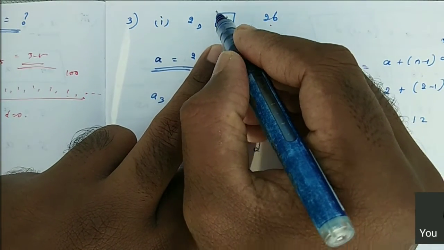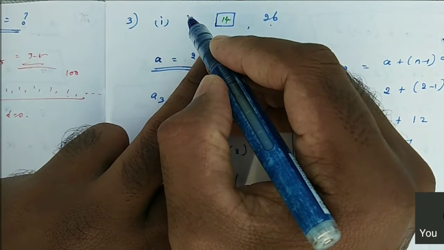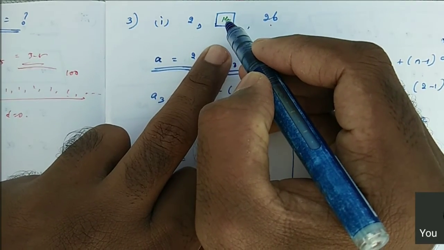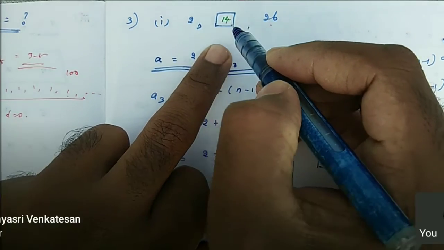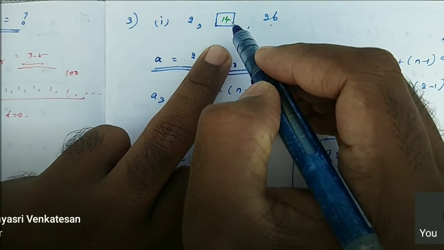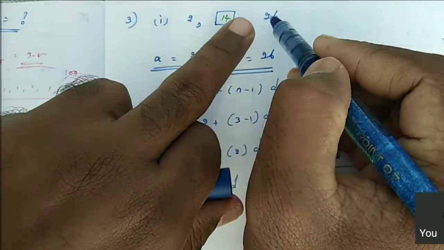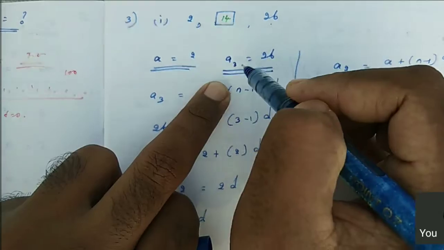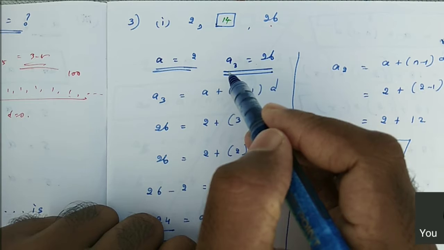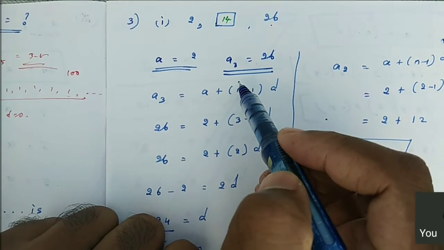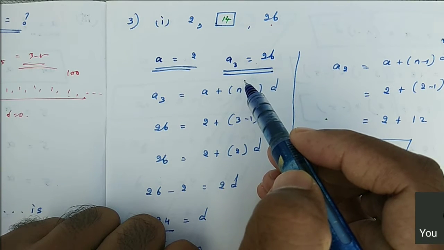Are you clear? When I want to know the second term, what am I supposed to do? I just add the D value to the first term, and I will get the second term, right? So I need to know the D value, right? For finding the D value, I have a here and A3 here. Is it possible to find the D value with only a and A3? Please think about it. Yes, it's possible.